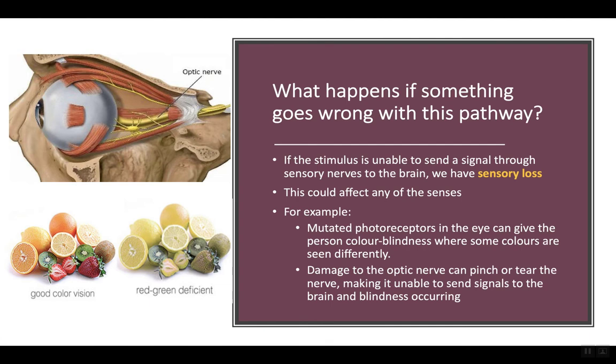If something goes wrong, then we get sensory loss. It might be complete sensory loss, such as blindness, or it might be things like colour deficiency. When people talk about colour blindness, it's not that they're blind, it's just that they haven't got the same degree of colour perception as other people. So if you have good colour vision, then the picture of the fruit on the left, you've got lots of different colours. If you've got red-green deficiency, then there's much less difference. Of course, if you're watching this and you actually have a colour deficiency, then they probably look the same to you.